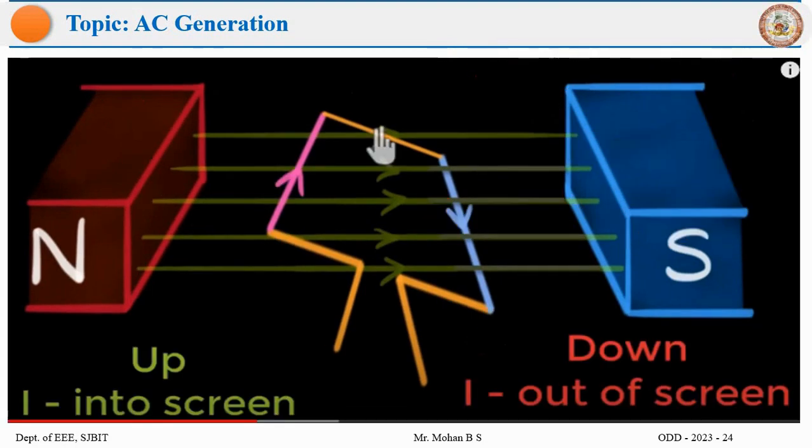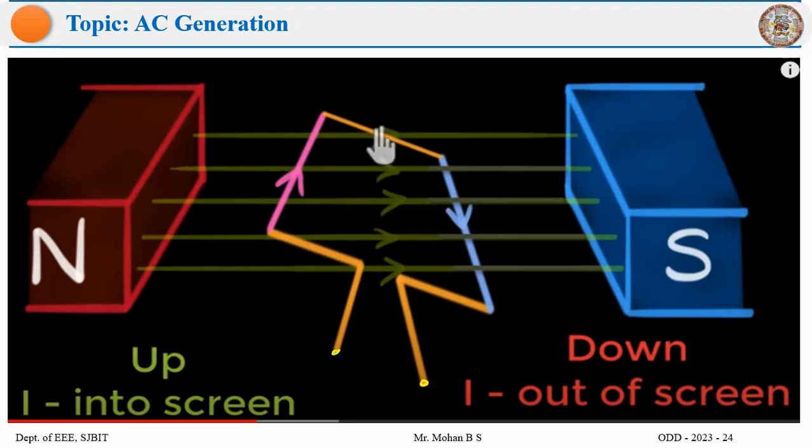So let's analyze here with Fleming's right hand rule to find the direction of induced EMF, and if the circuit is closed, the direction of induced current also. So right now we'll just find the direction of voltage.